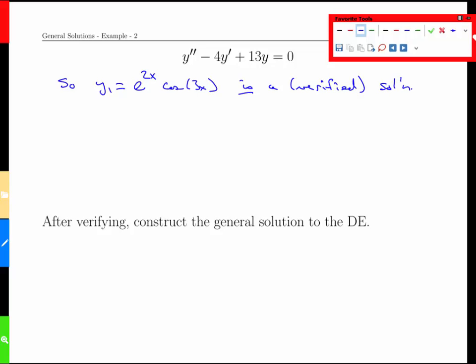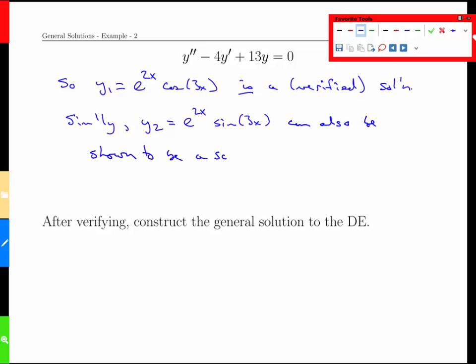You'll notice at this point that these things are getting a little bit tedious. So we will simply say here, similarly, y2, which is the other partner of that, with sine of 3x, can also be shown to be a solution. Just by going through the same algebra. So nothing new there. You take the derivative and then the second derivative, sub in, and you'll find out, not surprisingly, that this cousin function here is also a solution.